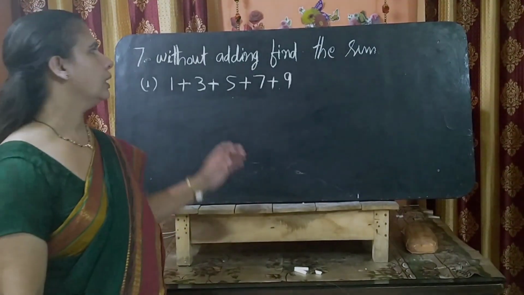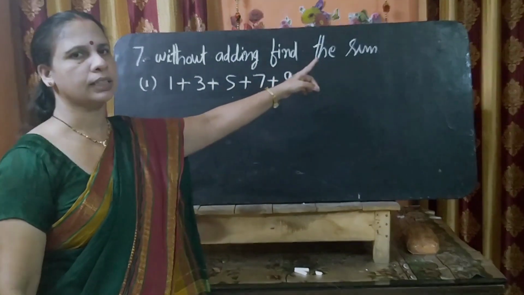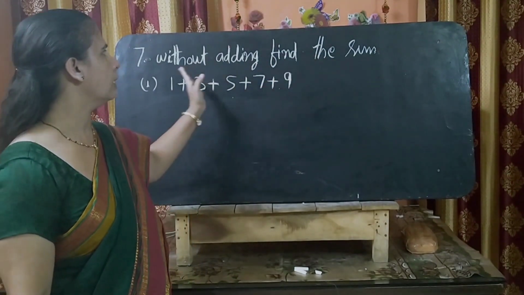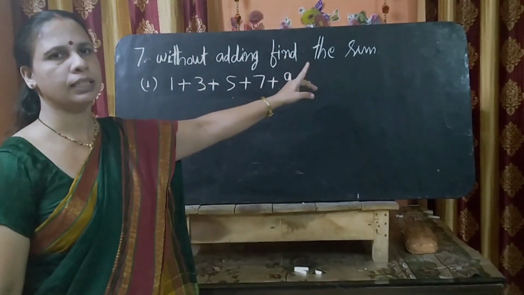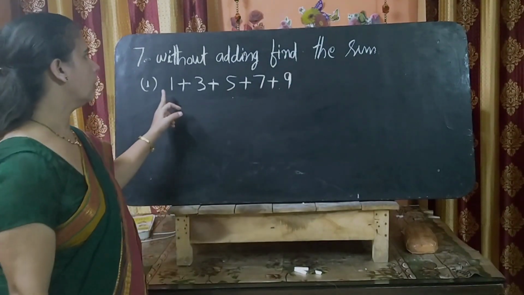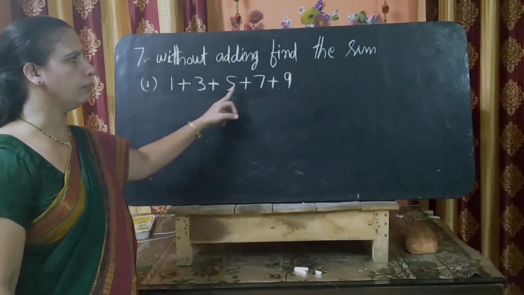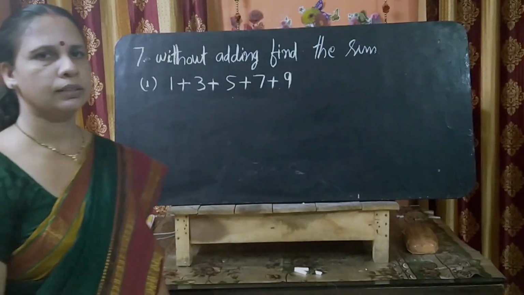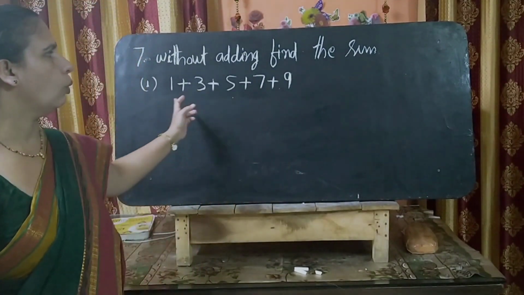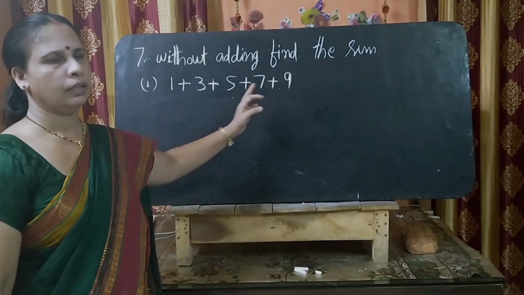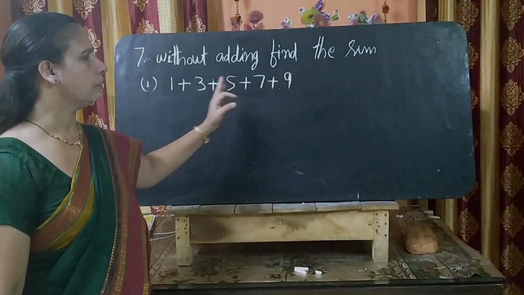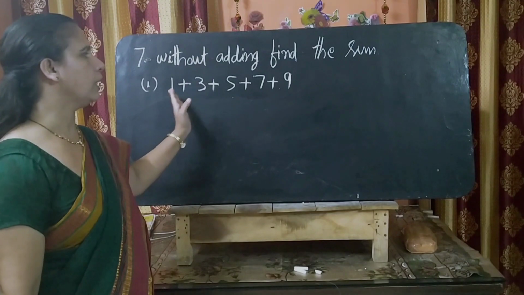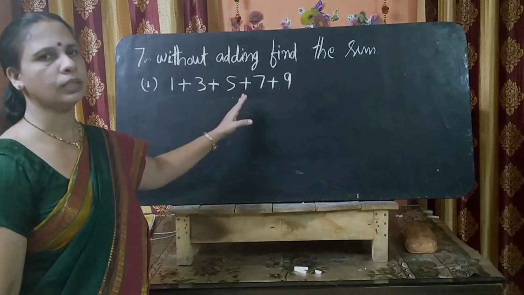Next question is, without adding, find the sum. The question is 1 plus 3 plus 5 plus 7 plus 9. What type of number is this? These are odd numbers. Our method is this one. Here we have to find out the sum without adding.